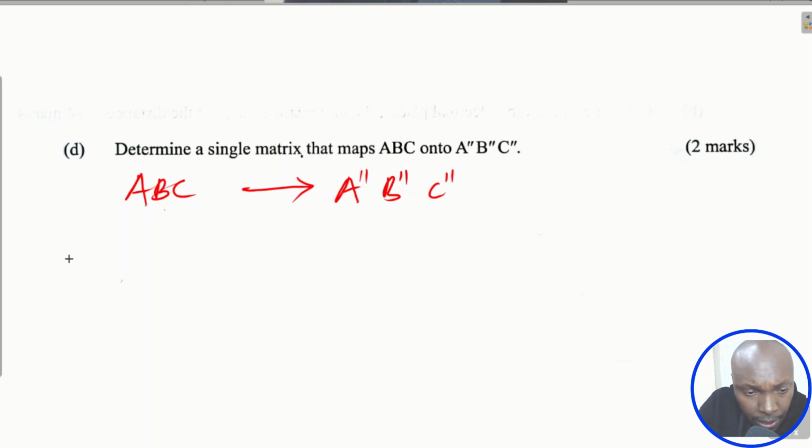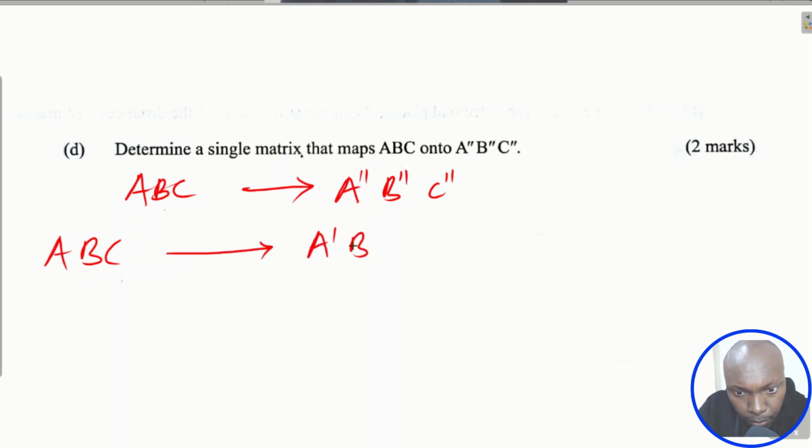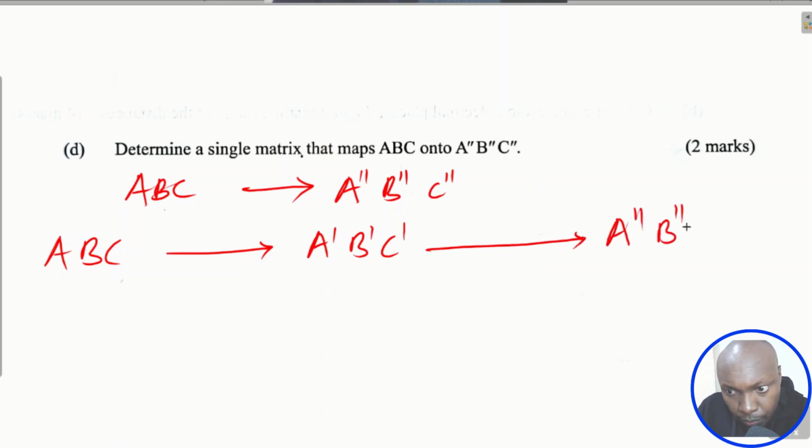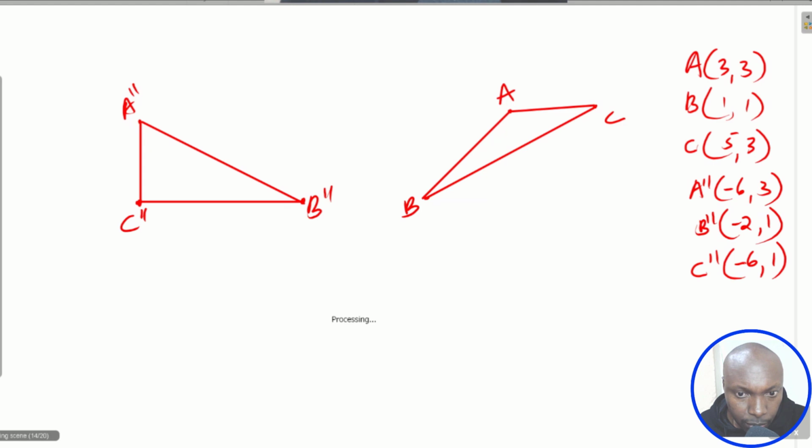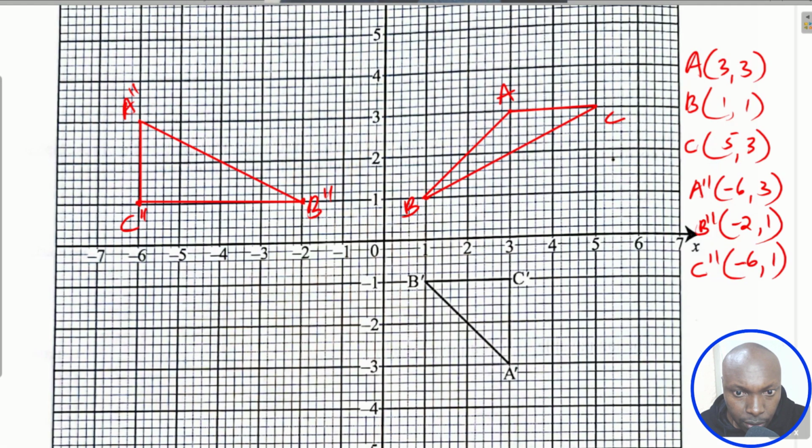Now you notice that we started with ABC. That one was mapped into A prime, B prime, C prime. Then the second one was mapped into the third image. So this is what we call successive transformation. Now we need to identify which matrix mapped ABC onto A prime, B prime, C prime. That matrix, we can get it from the first part of the question.